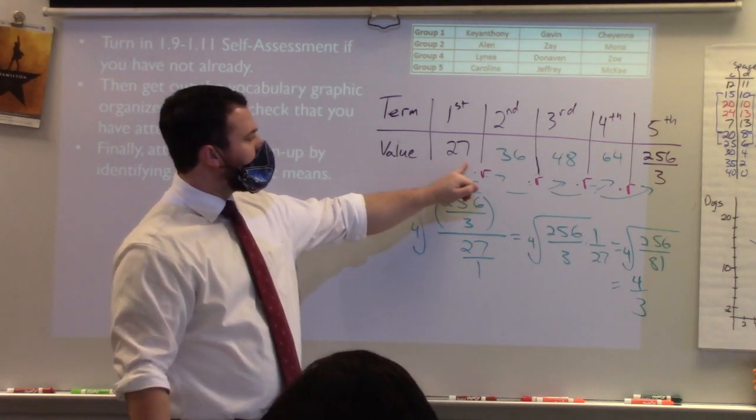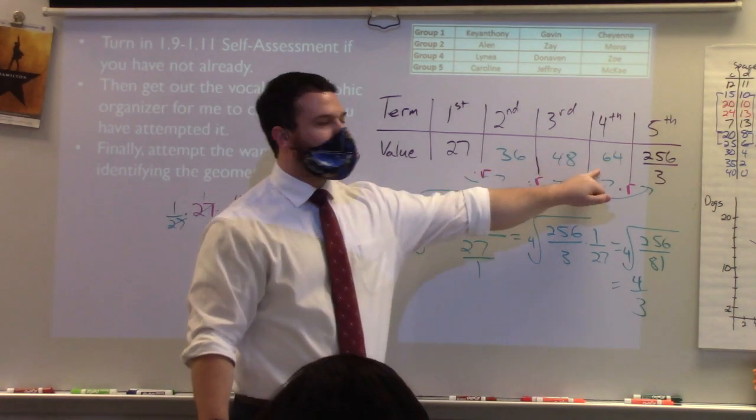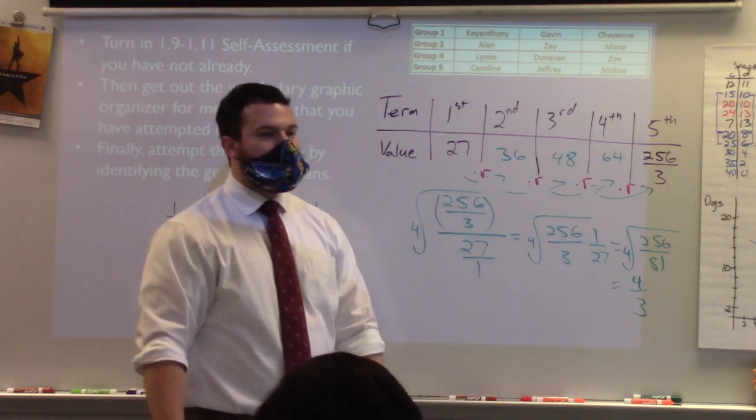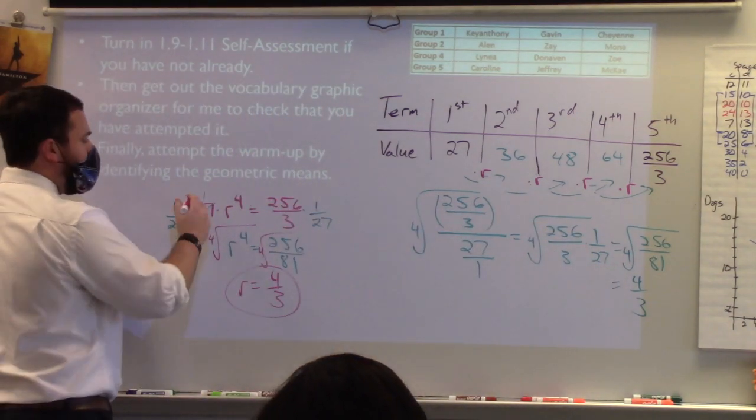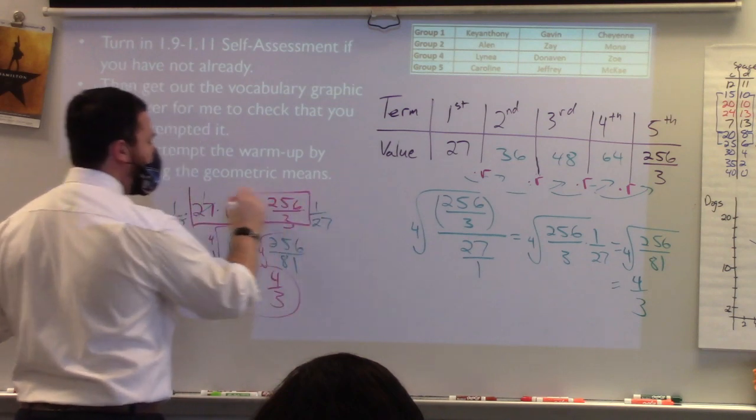And that's what I showed, is I was repeatedly multiplying by 4 thirds to get each of these numbers. And that's what this equation is really saying. I like approaching it this way. You can do it the other way.